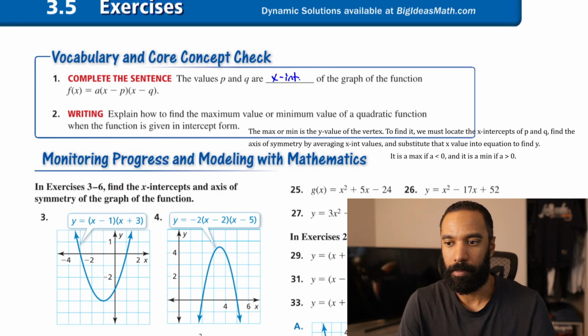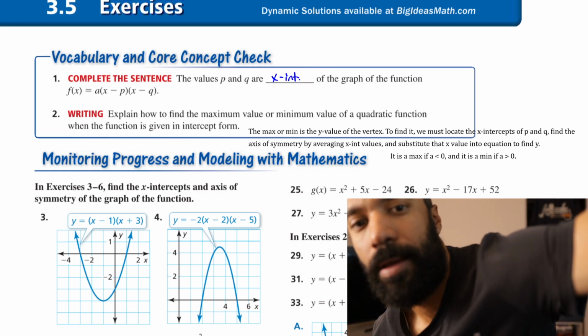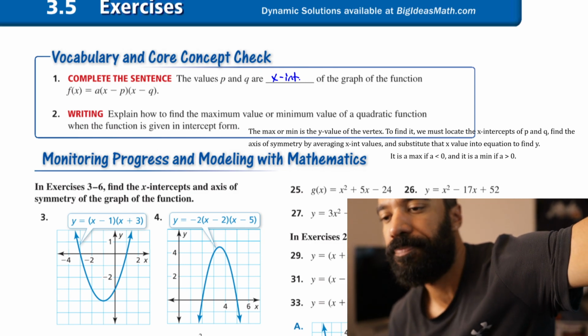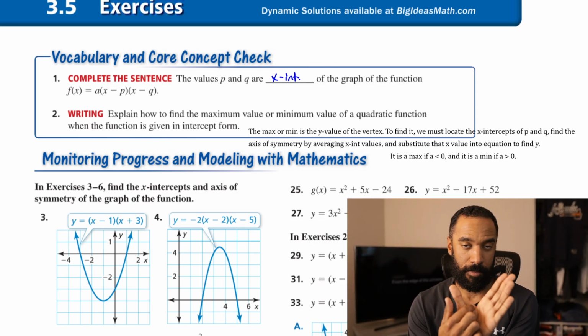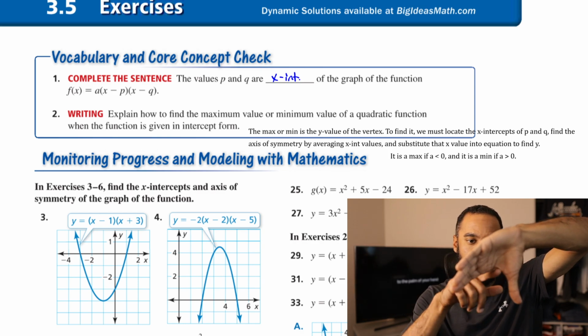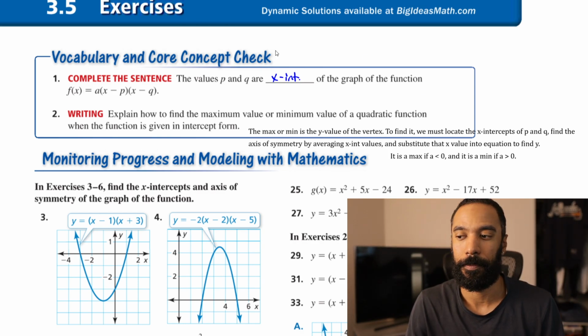And if the parabola faces upward, then that means that... Let me face the camera. If the parabola faces upward, then that means that the vertex is on the bottom, so that would be a minimum. If the parabola faces downward, then we're at a maximum, because that's the top of it.